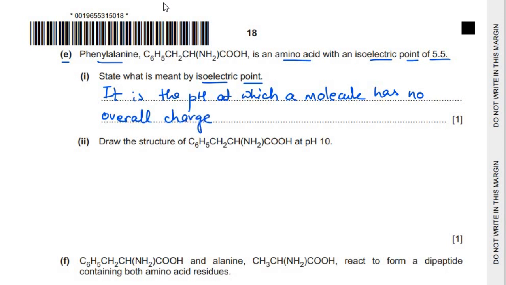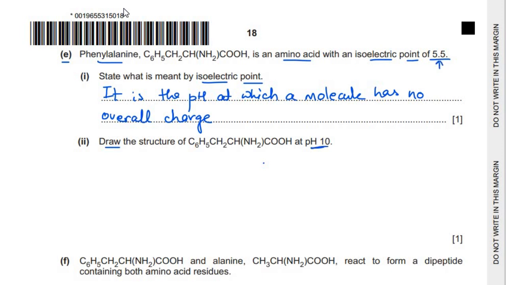It has no overall charge, though charges may be present on it, but equal numbers of charges are present, so they cancel, and the overall charge is neutral, that is, no charge. Next part is draw the structure of the alanine at pH 10. Now at pH 10, if you have a look here, the isoelectric point is 5.5.